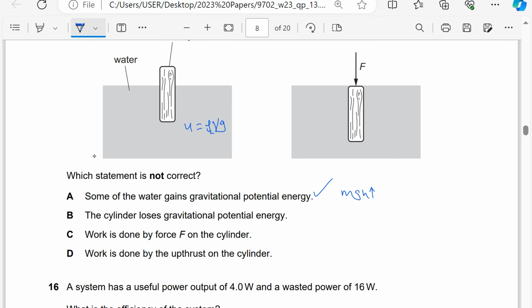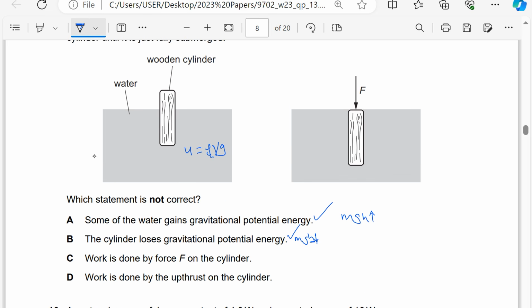Its vertical height from the bottom is decreasing. So mgh for the cylinder, h, the vertical height of the cylinder, decreases. So this is also a correct statement. Work is done by the force on the cylinder F. Because the force is causing the cylinder to move a distance downwards, the work is done.